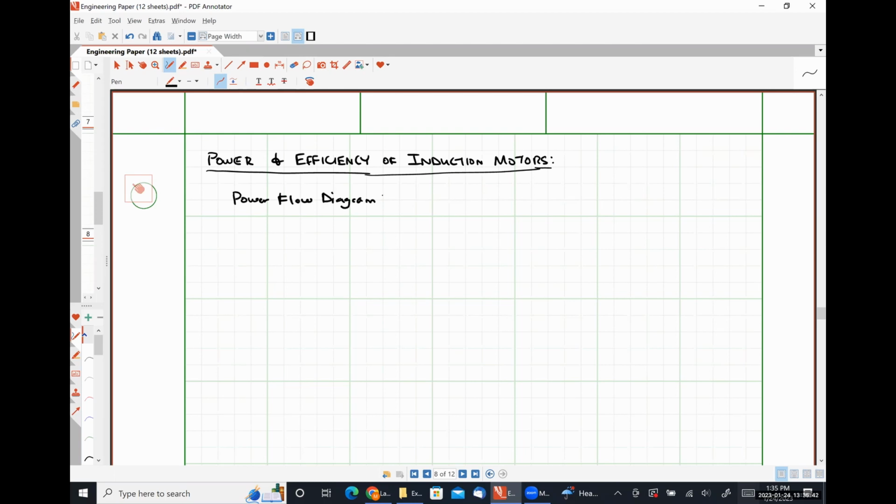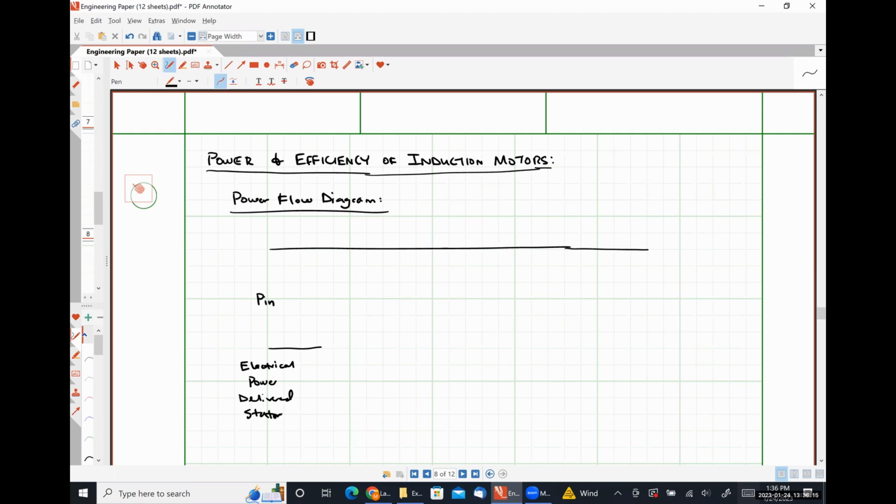So all I'm going to draw here is a power flow diagram. All right. So on the left-hand side, we are going to have our input power. So this is the electrical power delivered to our stator. Okay.